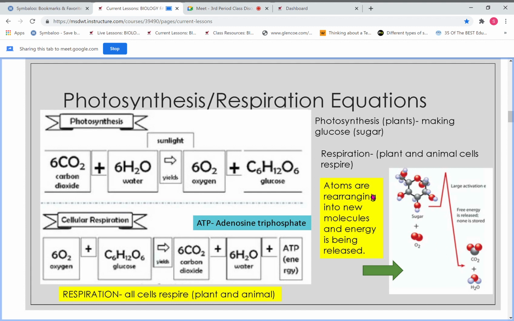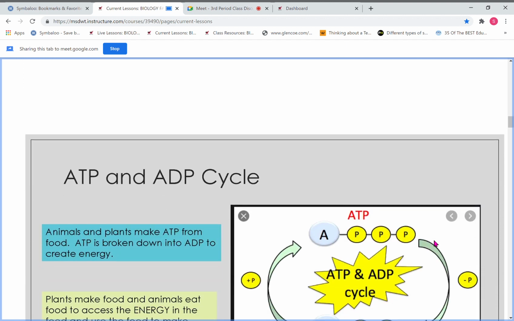You will have to be able to answer the question, and here is how you need to know how to answer it. These equations are on the test. You will have to be able to remember them and to answer questions related to them. And so in this picture it says atoms are rearranged into new molecules and energy is being released. So the energy, let's talk about that.